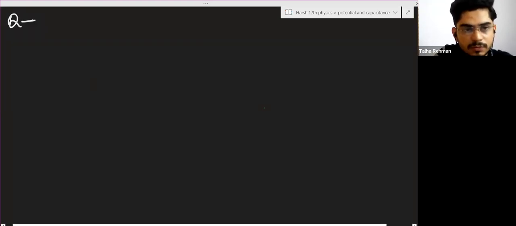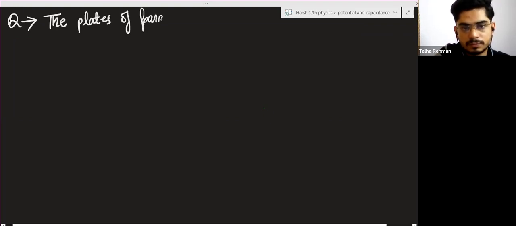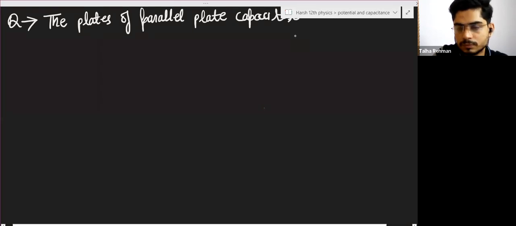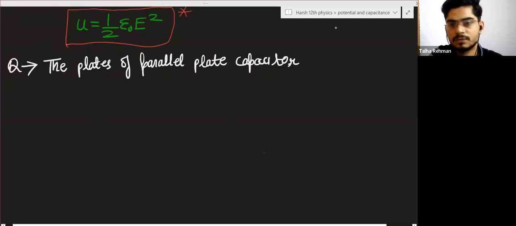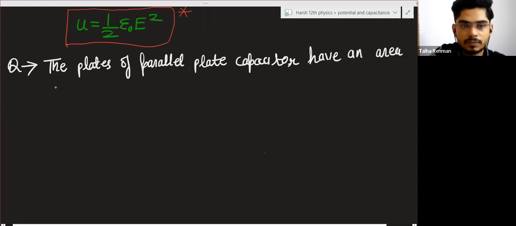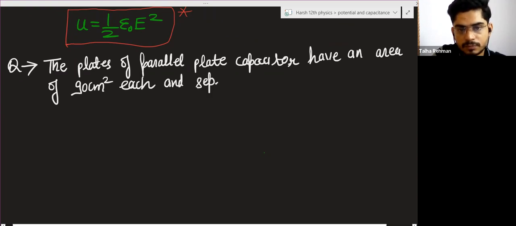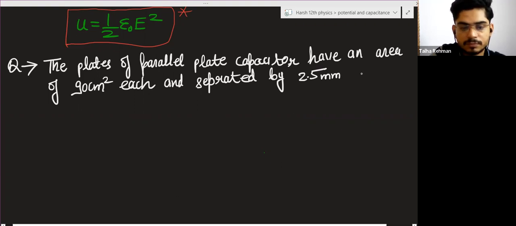So I'll write down the question. The plates of parallel plate capacitor have an area of 90 centimeter square each and separated by 2.5 mm apart.